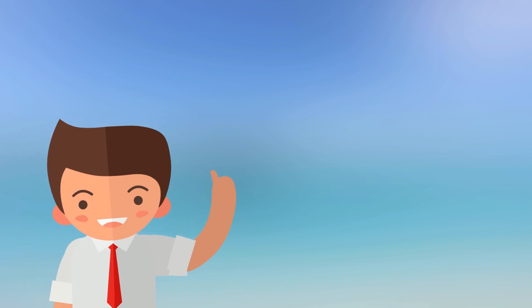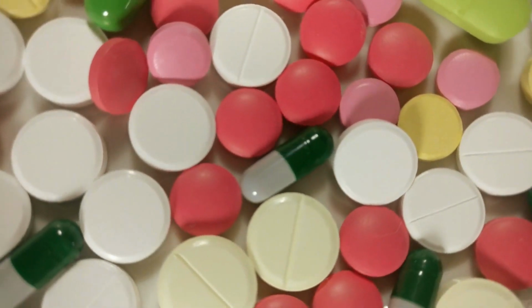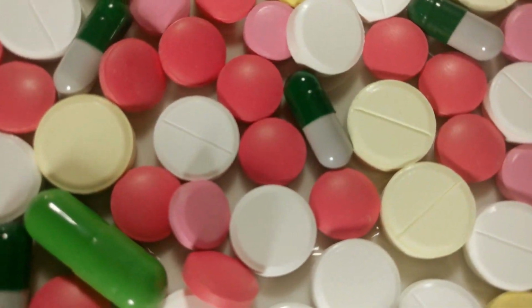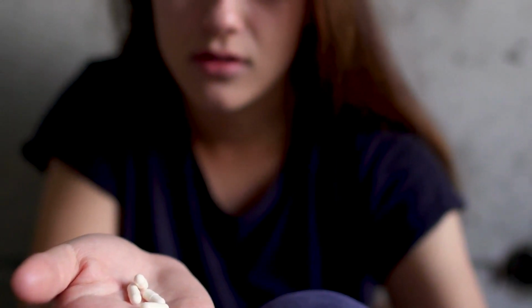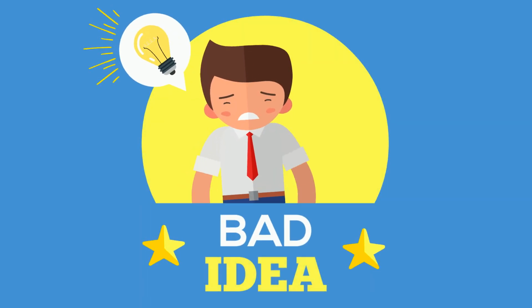In the simplest form, a drug is a substance that changes the way the body functions, mentally, physically, or emotionally. Drugs can come in the forms of medicine, legal and illegal substances, all of which can be harmful when misused. When drugs are misused, it can lead to a dependency or addiction. A drug addiction is an uncontrollable impulse for a drug or drugs, even if it causes harm.